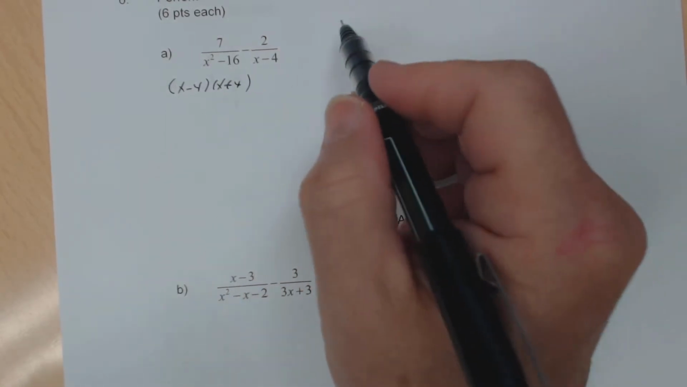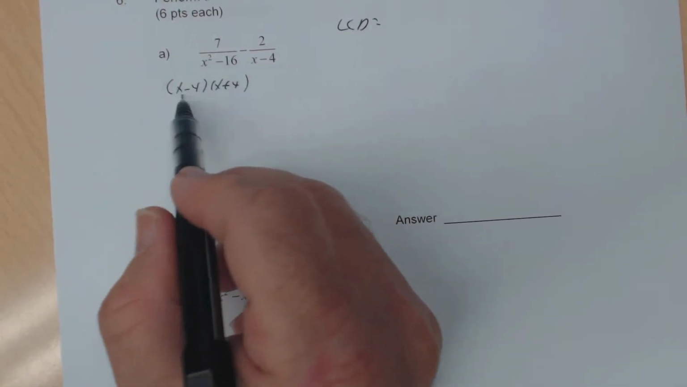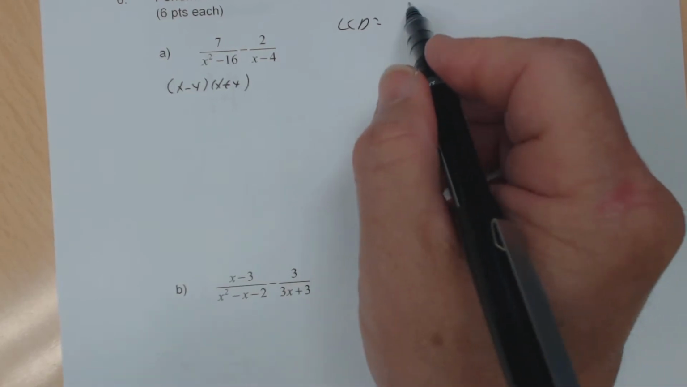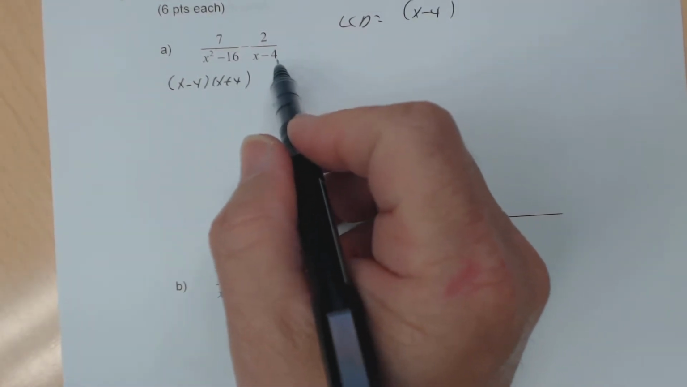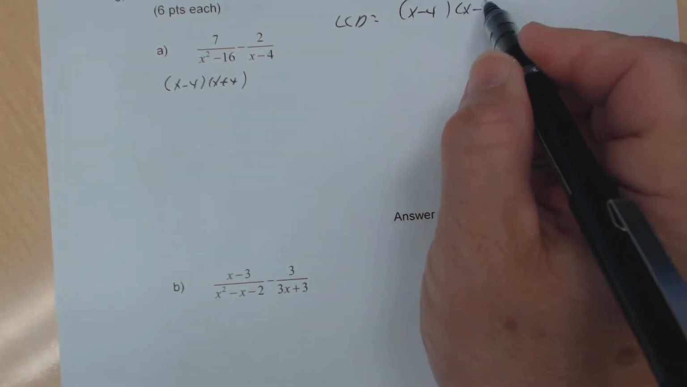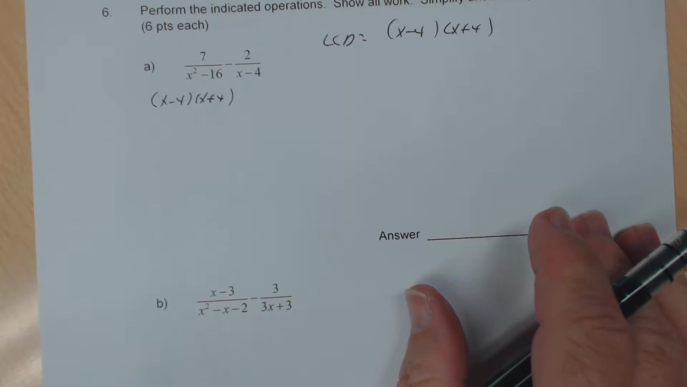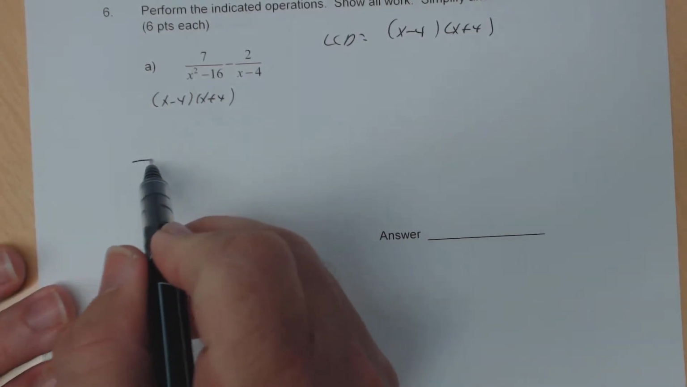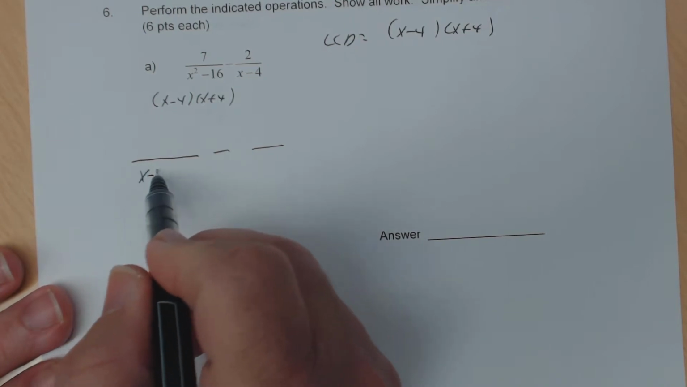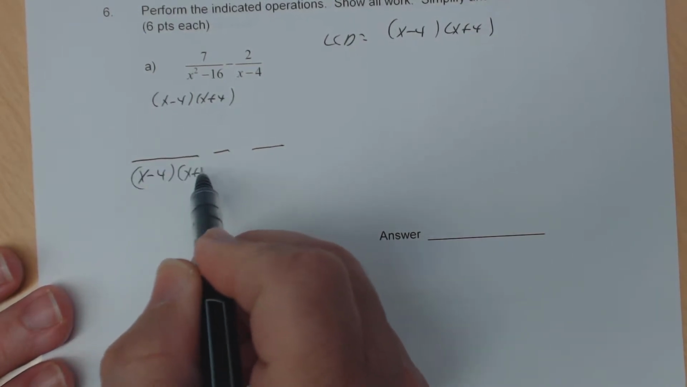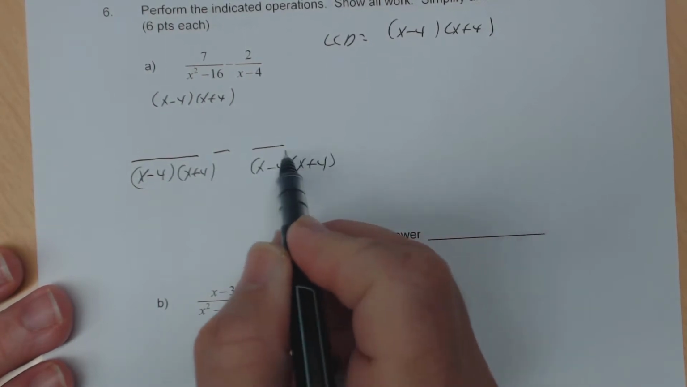And so the LCD then would be, your first factor is x minus 4. I have 1 here, I have 1 here, so I need 1. My next factor is x plus 4. I have 1 here, none here, so I need 1. So this is your LCD. Your LCD is x minus 4 times x plus 4. And now you're going to write two equivalent fractions with that LCD. x minus 4, x plus 4, x minus 4, x plus 4.